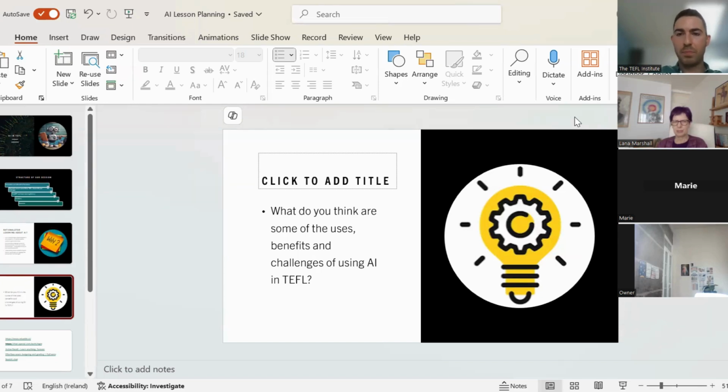So how can AI help us? You've already touched on some of these in the chat. It can speed things up. It can make the process of preparing for lessons and delivering lessons a lot easier and so on. But think of some other benefits. And then I'd be curious to see what challenges you come up with.